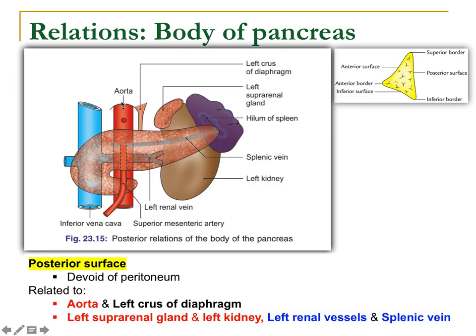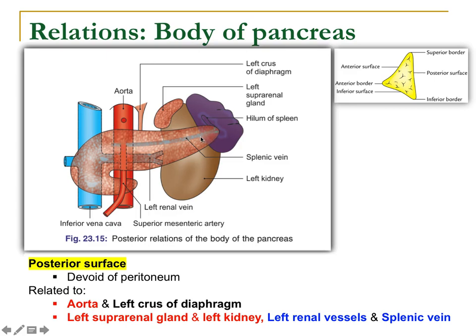So you'll find the aorta. They are devoid of the peritoneum, and you can also see the left crus of the diaphragm. Even here, this one is the left renal vein. You can see the left kidney as well as the left suprarenal gland. They are coming in relation with the body of the pancreas.